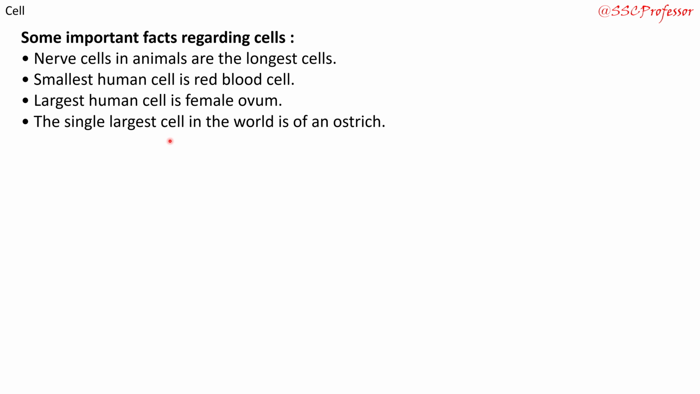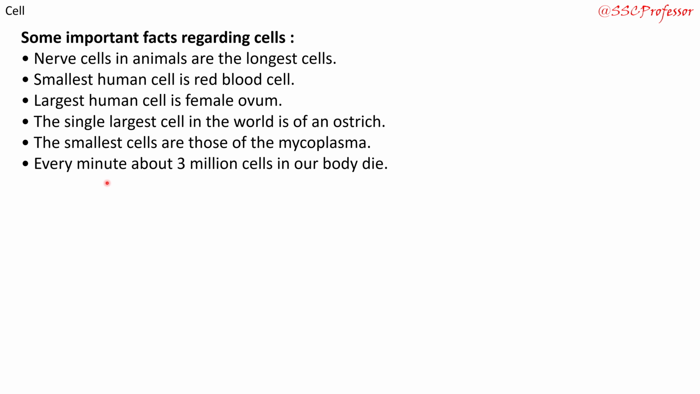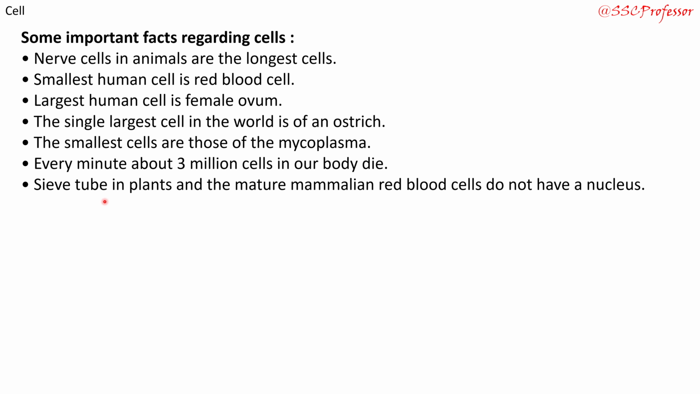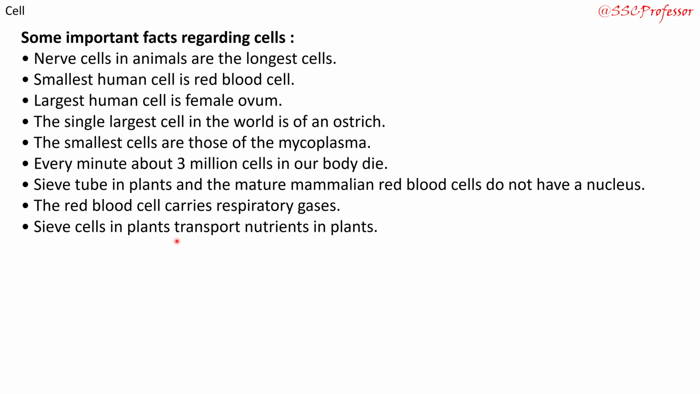The single largest cell in the world is that of an ostrich. The smallest cells are those of the mycoplasma. Every minute, about 3 million cells in our body die. Sieve tubes in plants and the mature mammalian red blood cells do not have a nucleus. The red blood cell carries respiratory gases. Sieve cells in plants transport nutrients in plants.